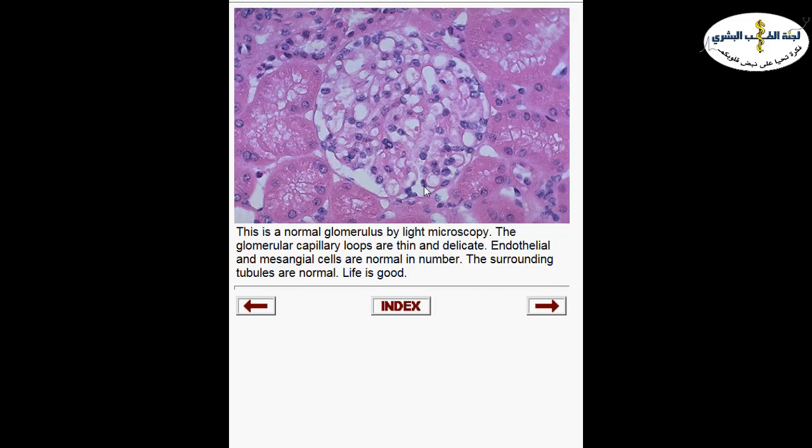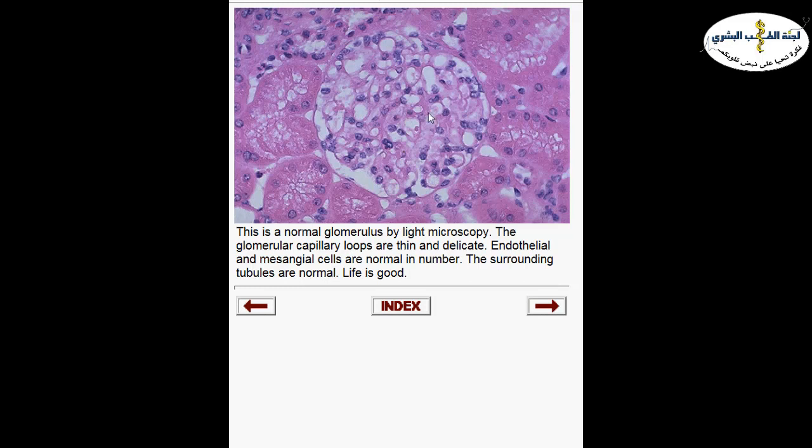Yes, there is a basement membrane between the two cells. Between the endothelial and the epithelial cell, we have the basement membrane here. So imagine this is the endothelial cell, and from the outside we have this epithelial cell. The other name for this cell is podocyte, and in between we have a basement membrane.